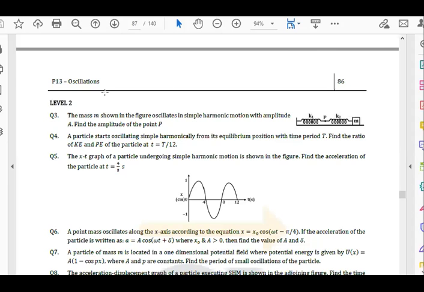Now, let's see question 4, everyone. A particle starts oscillating simple harmonically from its equilibrium position with time period T. Find the ratio of kinetic energy and potential energy at time t is equal to T by 12. We have seen this, we have solved a problem like this. How many of you remember? Raise your hand. It is the ratio of sine square theta by cos square theta. As simple as that.